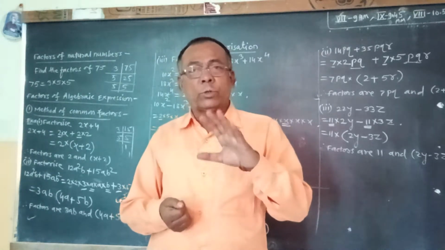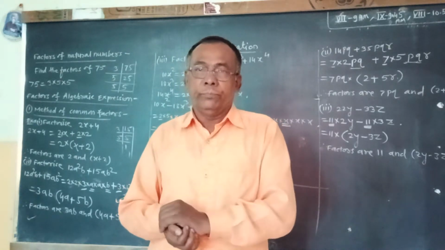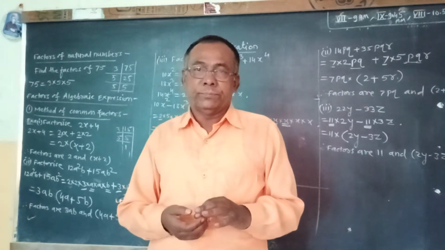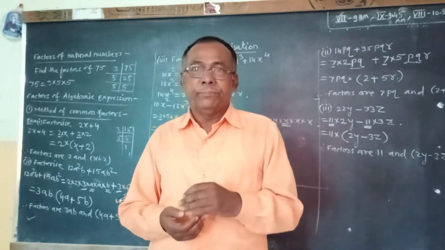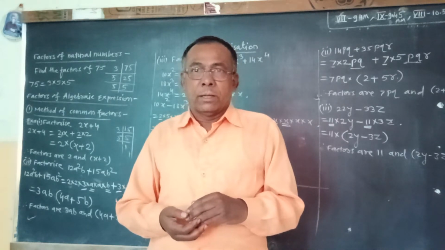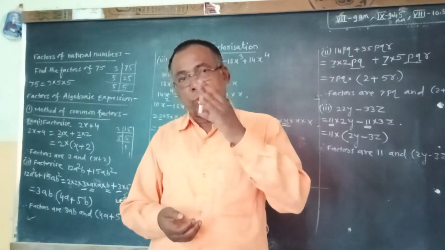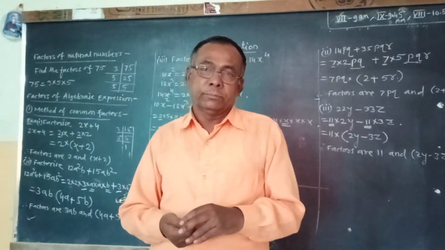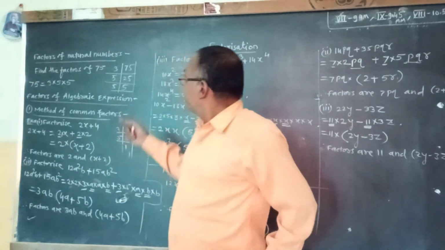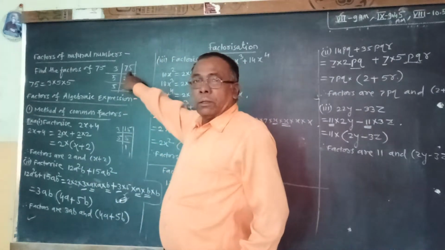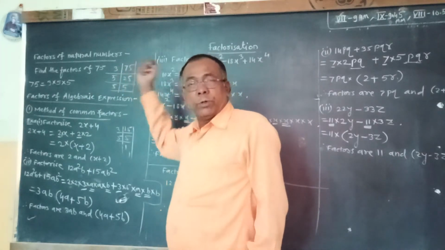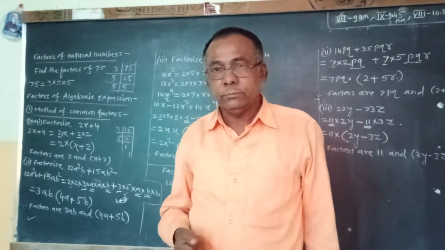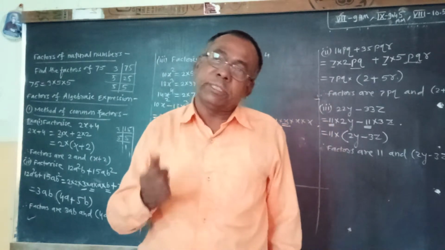or to factorize any number, we must know the divisibility test for 2, 3, 5, 9, 6, etc. Here 75 is not divisible by 2 because its units place digit is not 0, 2, 4, 6 or 8. Then we have to check whether it is divisible by 3 or not.